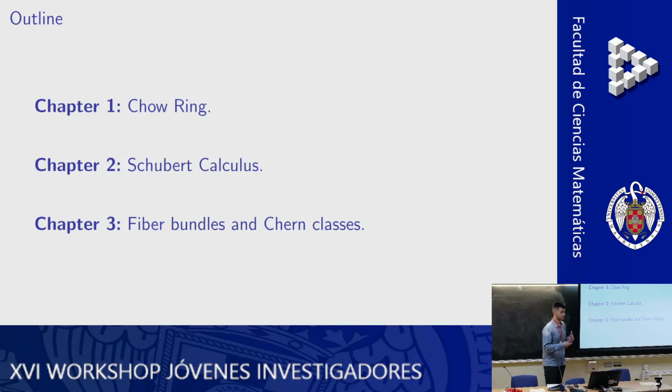We are going to study the problem of how to compute the number of lines that go through 4 given lines in general position in 3-space. And in the third chapter, we are going to talk about fiber bundles and Chern classes, and it will be in the third chapter where we are going to compute the 2,875 lines.